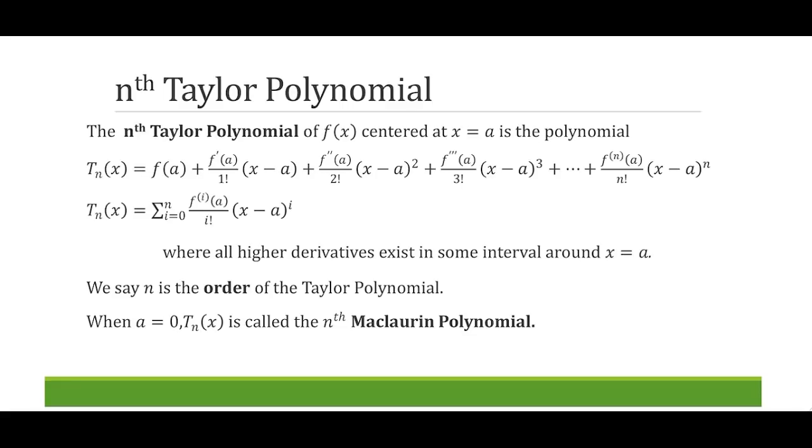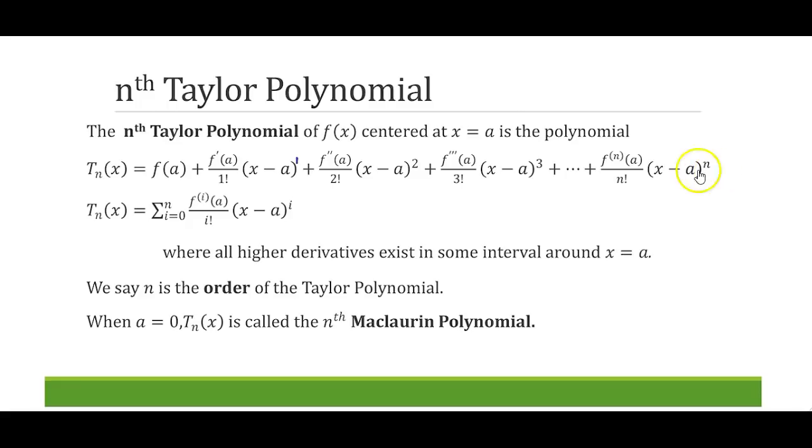Now we're ready to define an nth Taylor polynomial. The nth Taylor polynomial of some function f of x centered at x equals a is the polynomial T sub n of x is equal to f of a plus f prime of a over 1 factorial x minus a, and this is to the first power, plus f double prime of a over 2 factorial times x minus a squared, plus the third derivative of f at a over 3 factorial x minus a to the third, plus, and this would go all the way up to the nth derivative at a over n factorial times x minus a to the n.